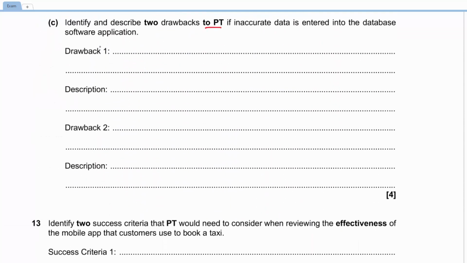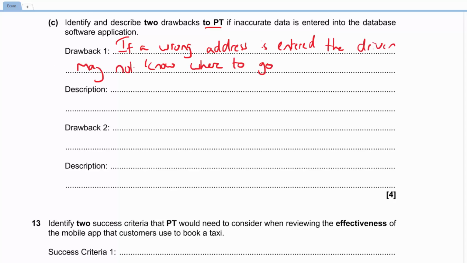So first one could think of might be, if a wrong address is entered, the driver may not know where to go. And this will cause issues, right, for a taxi company. It's fairly fundamental for their purpose.